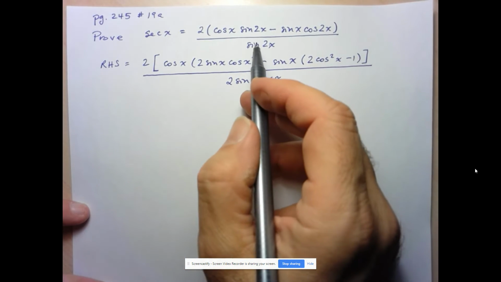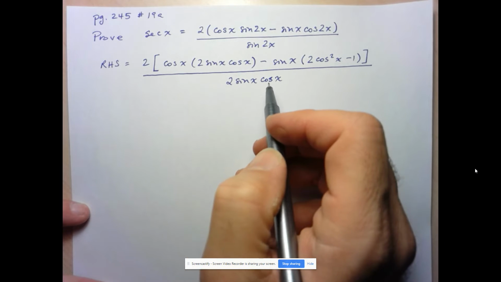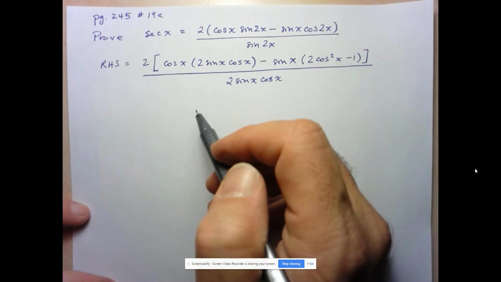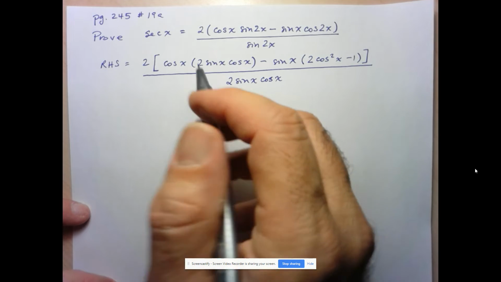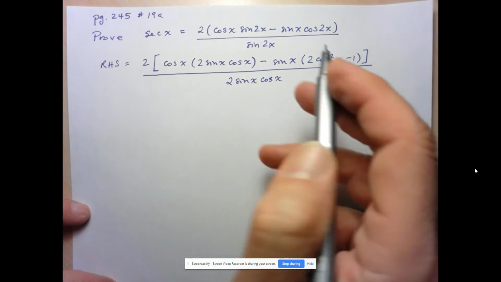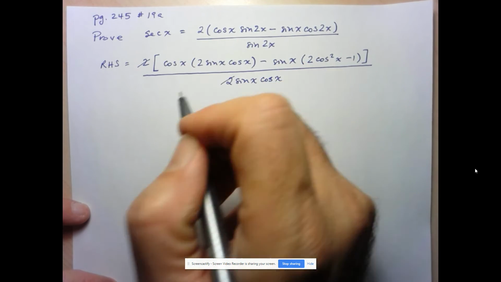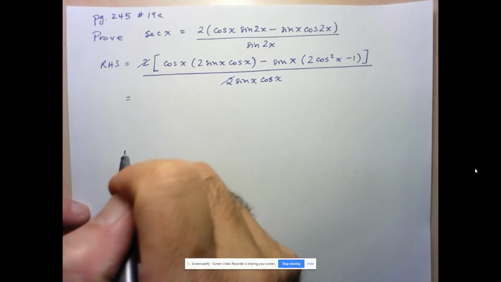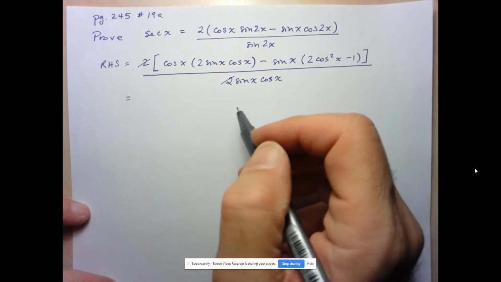All right, and here the denominator, clearly not much else to do but to turn this into 2 sine x cos x. Okay, and right away something nice happens because this 2 is a factor of the numerator because it's multiplying this whole big bracket. So I can reduce these 2's there. So let's take a look and let's simplify this here.